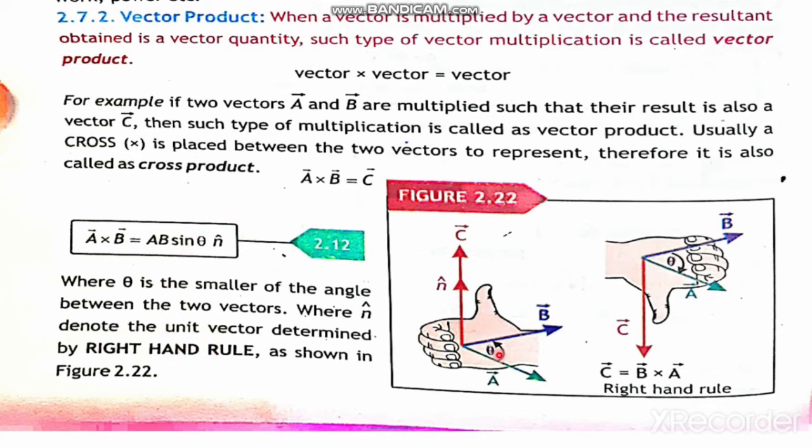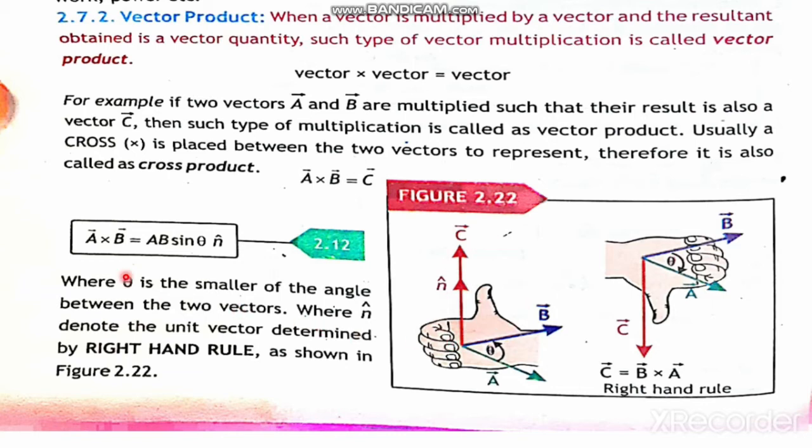The rule is to curl or rotate your fingers from the first vector to the second vector. In case of A cross B, A is our first vector and B is our second vector. So the curl is from A to B. When the fingers are rotated in the direction from the first vector to the second vector, then the stretched thumb will point in the direction of vector C, that is the resultant vector.